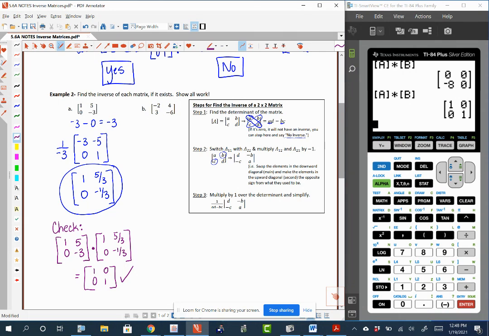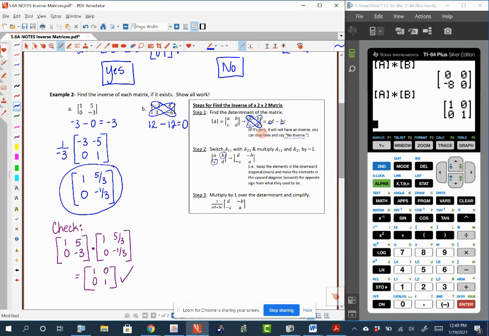And if it is really the inverses of each other, you'll get that identity matrix. Let's try B. So again, first step I want to do is go back to finding the determinant. So I'm going to take that main diagonal, so that negative 2 times negative 6, so positive 12, minus that second diagonal, 3 times 4, which is also 12. Well, in this case, I get a determinant of 0.